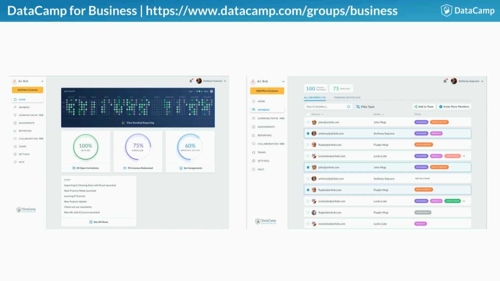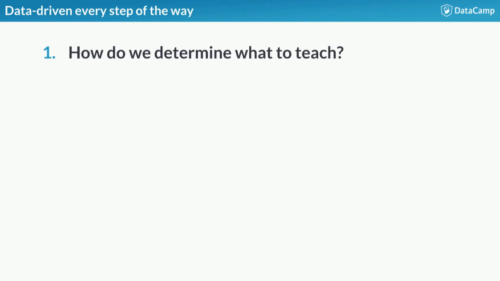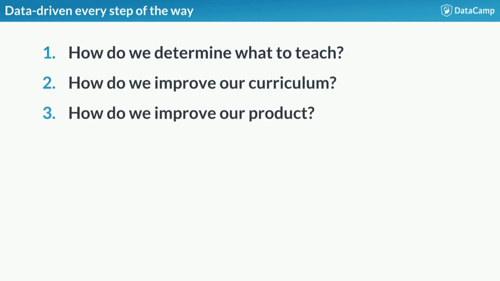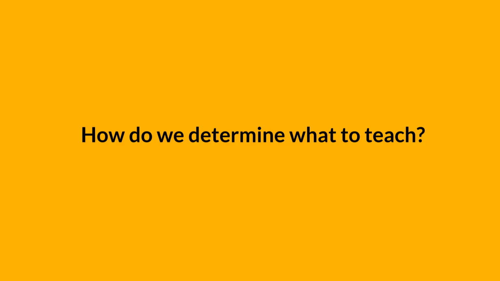Okay, that's the end of the sales part of the presentation. Now I want to zoom in on how we at DataCamp learn from our learners. And there's really 3 things I want to touch upon. How do we determine what to teach? How do we improve our curriculum? And how do we improve our product? Let's start with the first one. How do we determine what to teach?